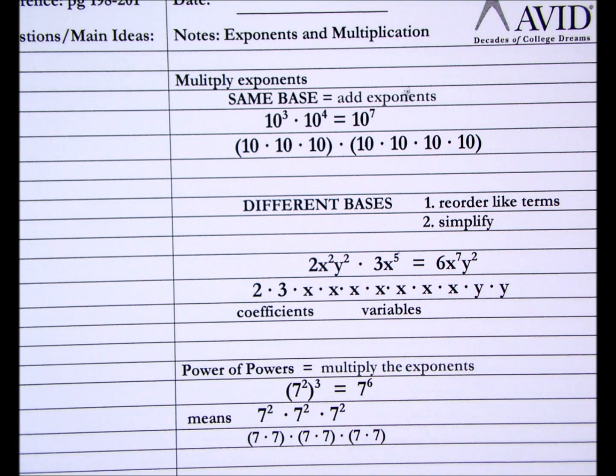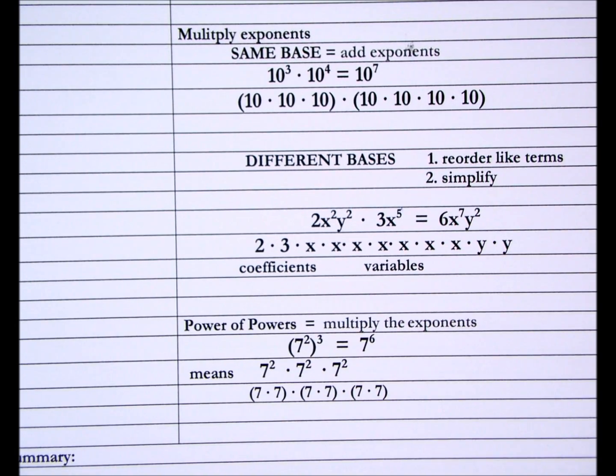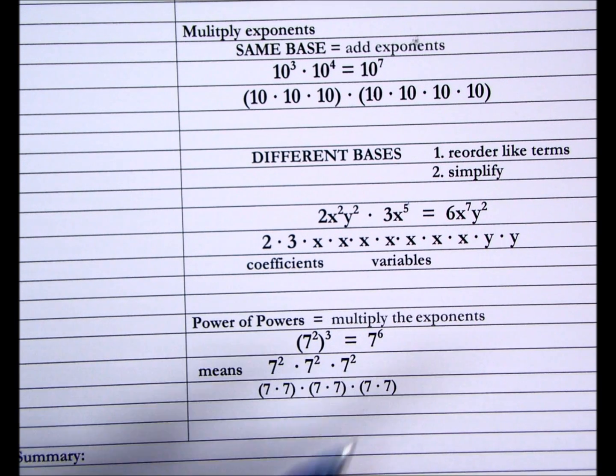The last rule that gets confusing for people is called power of powers. And when you have power of powers, you multiply the exponents, because it says 7 squared to the 3rd power. So that equals 7 to the 6th power. But what it means is 7 squared times 7 squared times 7 squared, because we use 7 squared 3 times.